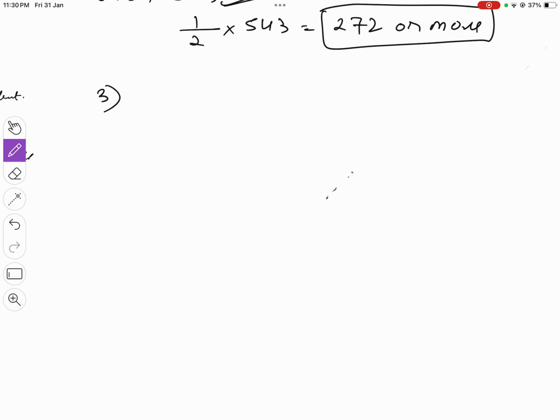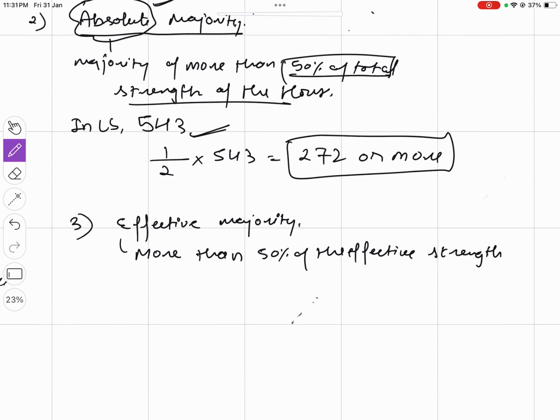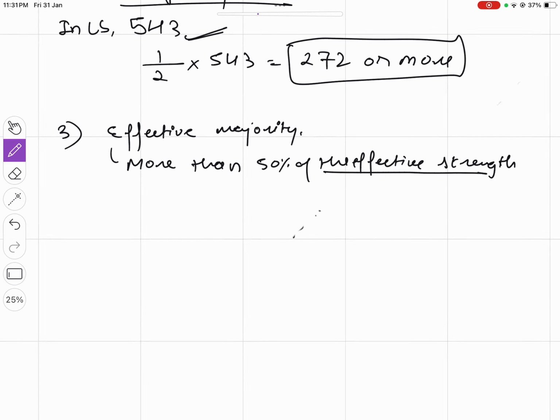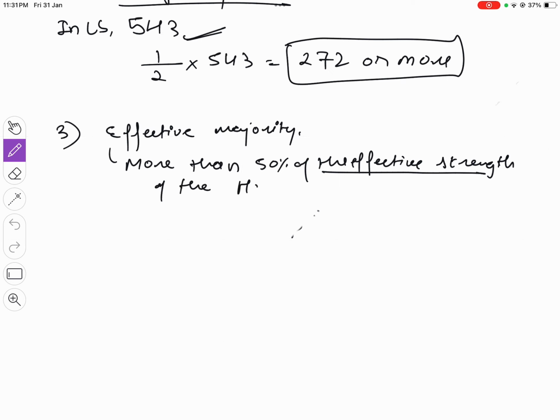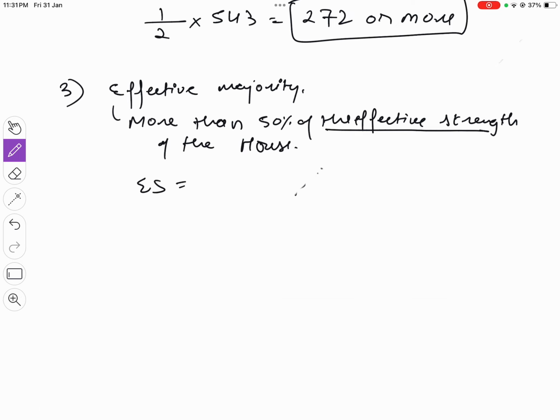Now effective majority. This is similar to it, but there is a slight difference here. More than 50% of the effective strength. Earlier in absolute we were talking about total strength. Here we are talking about effective strength of the house. What is effective strength?